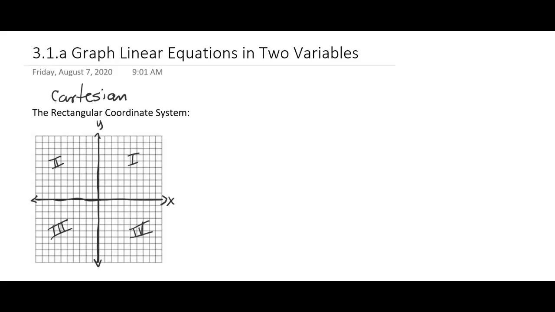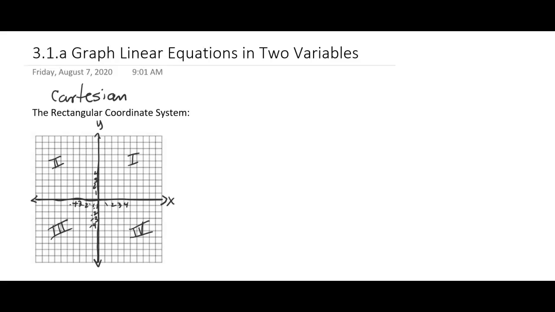Okay, and so the x-axis works like a number line. So we have 1, 2, 3, 4, and so on to the right, and -1, -2, -3, -4 to the left. And we can change the scale if we need to. The y-axis kind of works like a thermometer, so going up is positive, 1, 2, 3, 4, and then going down is negative, -1, -2, -3, -4, like that.